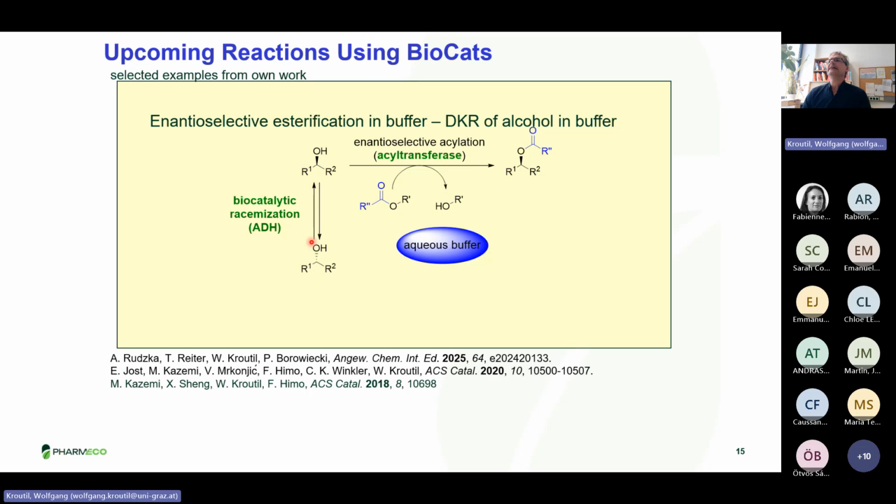Well, another cascade may be seen in this dynamic kinetic resolution, where our aim rather recently was to show that we can also do a dynamic kinetic resolution of a secondary alcohol in water using enzymes only. So we used an alcohol dehydrogenase to racemize the secondary alcohol, and an acyltransferase to enantioselectively acylate one of the 2 enantiomers.